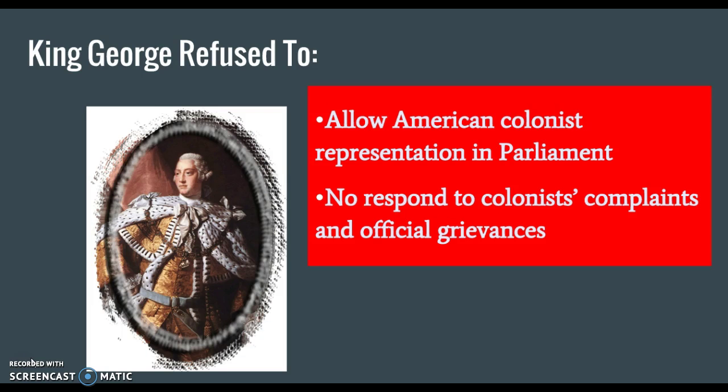King George seemed too dignified and important to be bothered with the trivial demands of the lowly colonists. He refused to allow for colonist representation in Parliament. He did nothing to pacify the American colonists and continued to disregard their request.